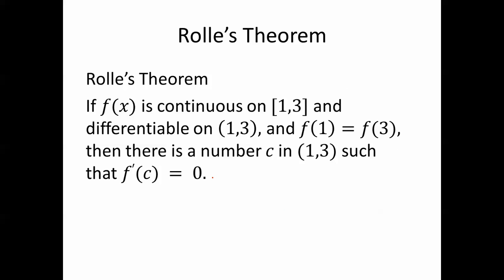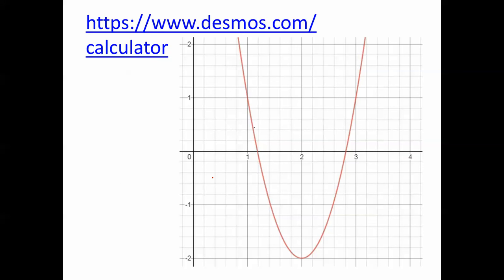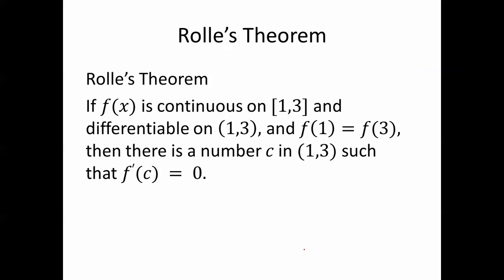Now we're guaranteed that there's a number c in the interval from 1 to 3 such that f prime of c equals 0. Let's find that point. Here's what we get using the handy-dandy program Desmos. You can see in this diagram that f of 1 equals f of 3. They're both equal to 1. So there's got to be a point in between where f prime of c equals 0. It looks like it's at 2, but let's confirm that.